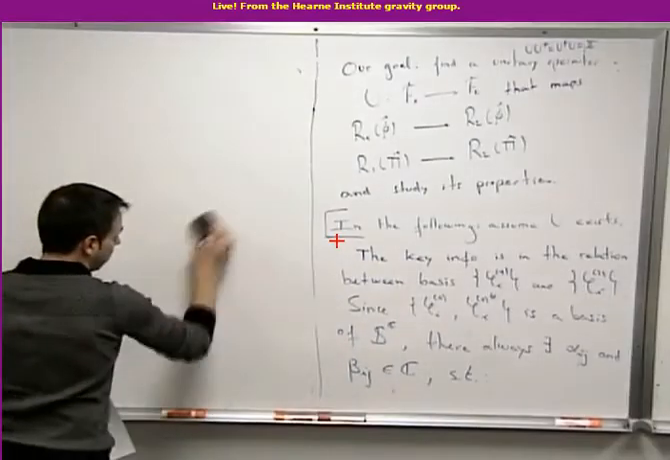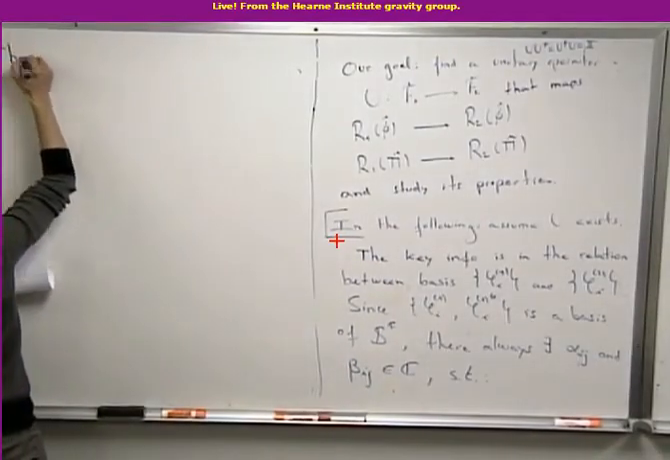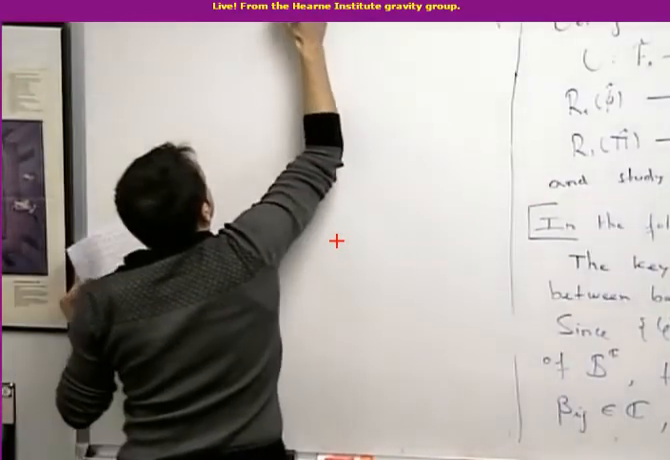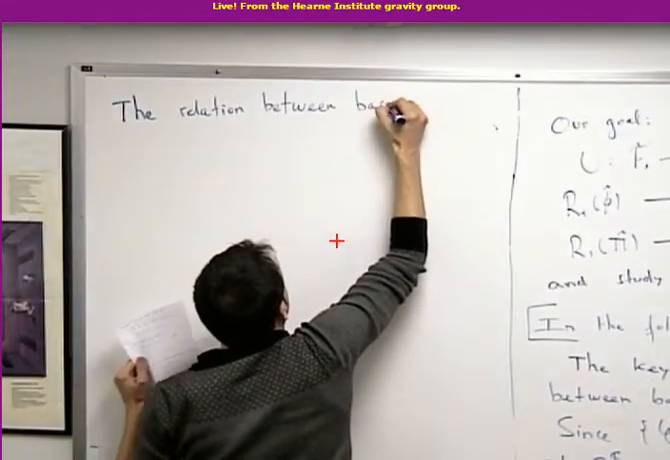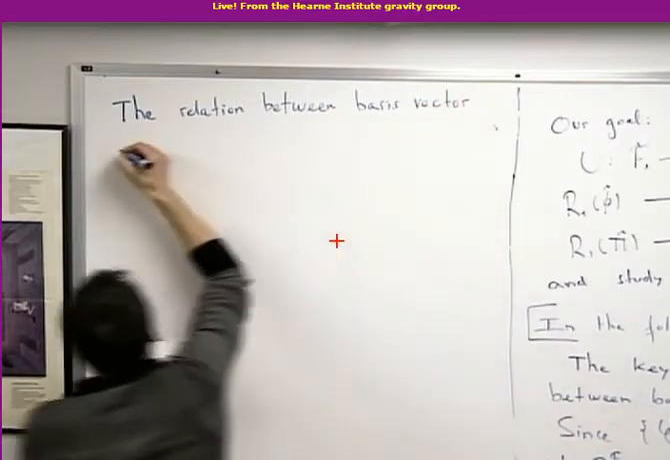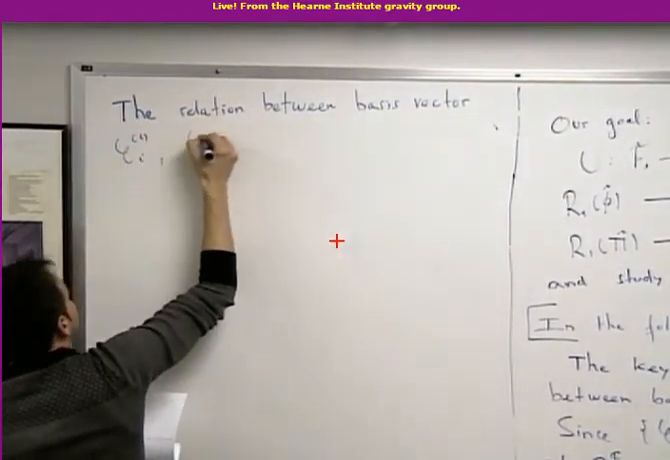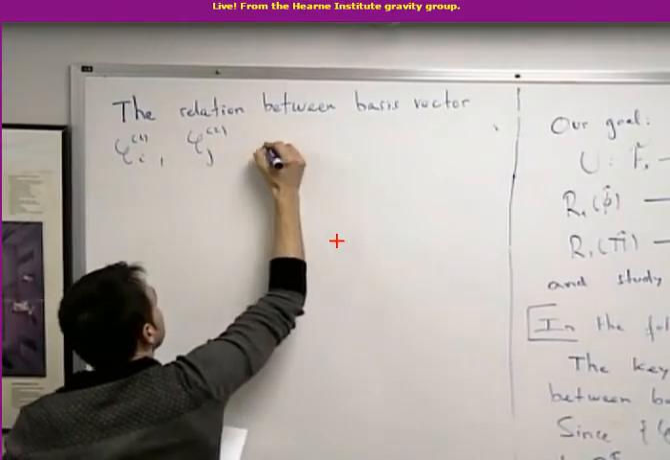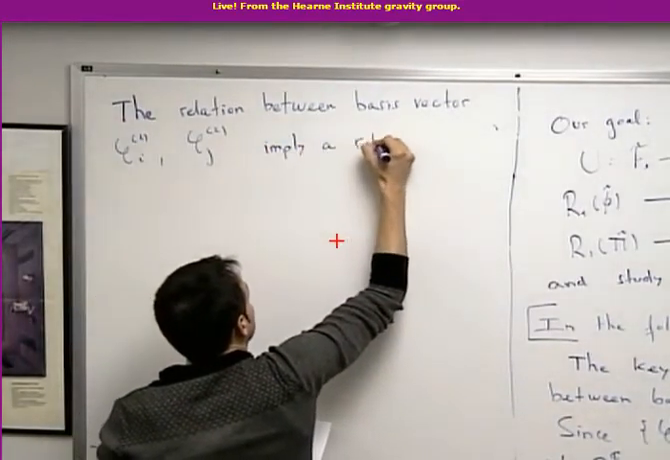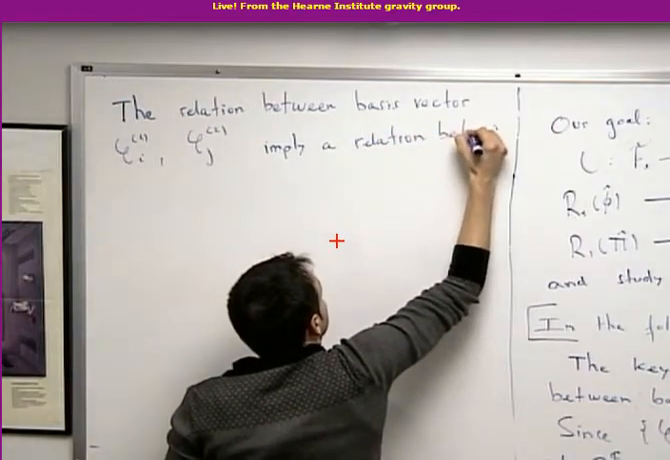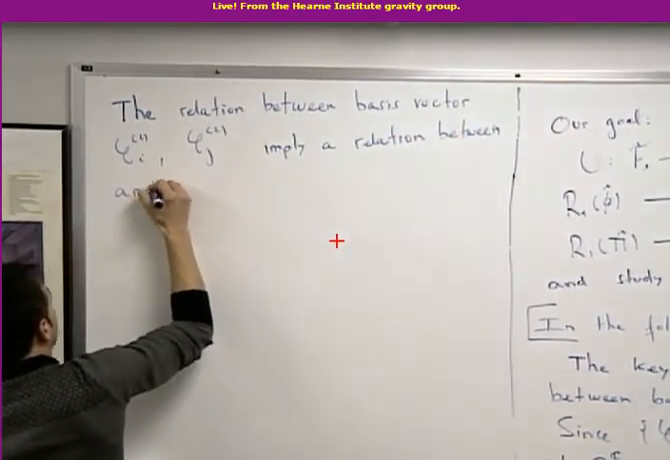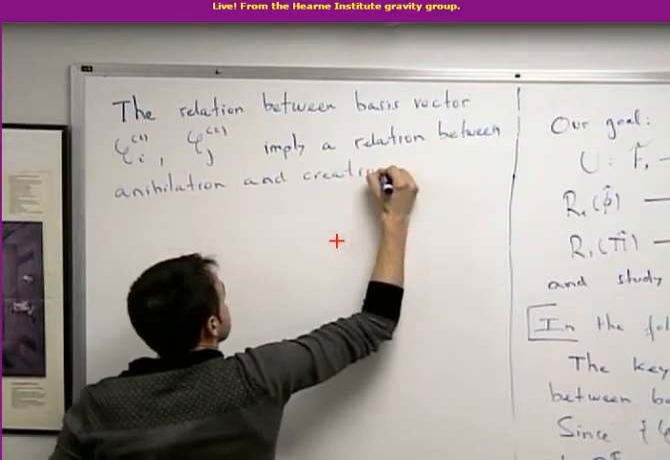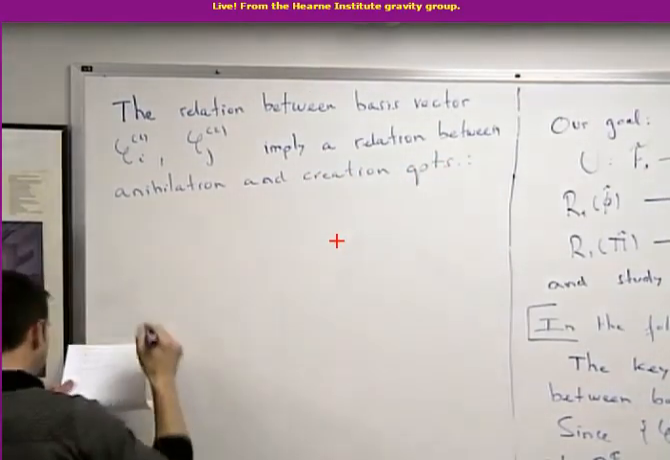So now, as we did in chapter 3, we can say here that the relation between basis vectors, the phi 1i and phi 2ij and the conjugated, so these two relations imply also a relation between annihilation and creation operators. That relation is the following.